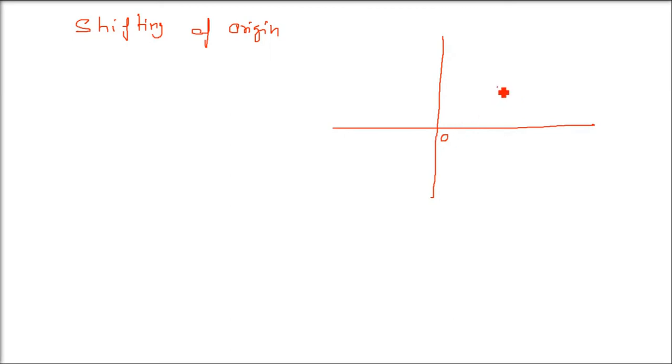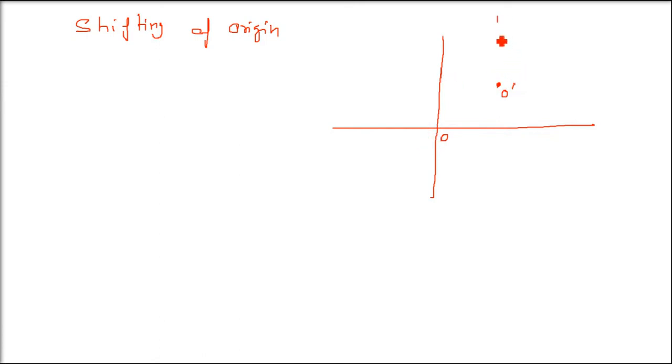Shifting of origin. This means that we have a coordinate system, a Cartesian coordinate system you have made or you are given. You are shifting this Cartesian coordinate system now. This origin O, which is the intersection of these axes at 0, 0, you try to shift it to O dash. So what is the relationship between O and O dash?